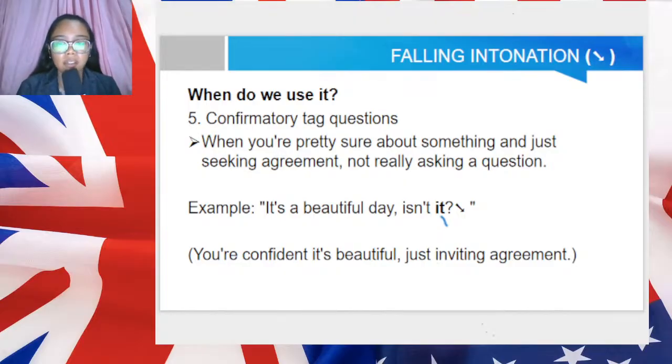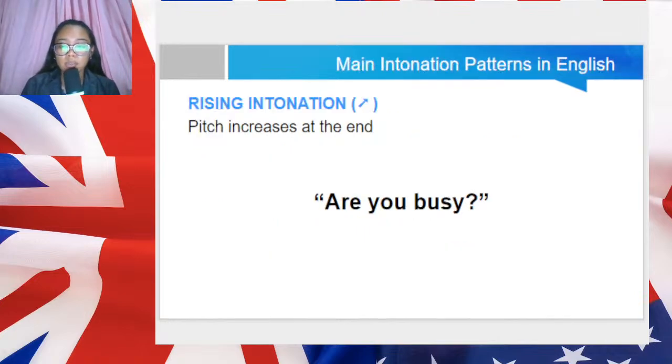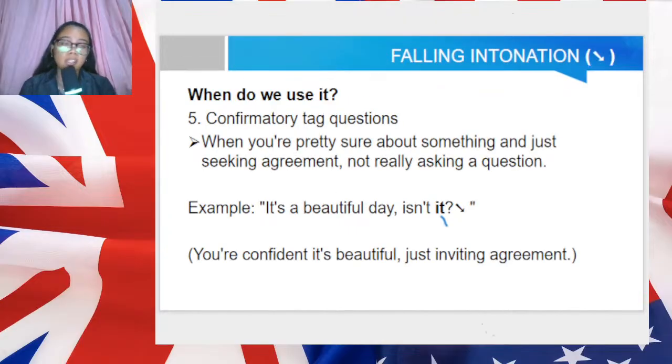Okay, all right. Now, why is this falling intonation so vital for exclamations? Because we've already talked about falling intonation. Next to that is rising intonation, of course. Now, why is this falling intonation so vital for exclamations?